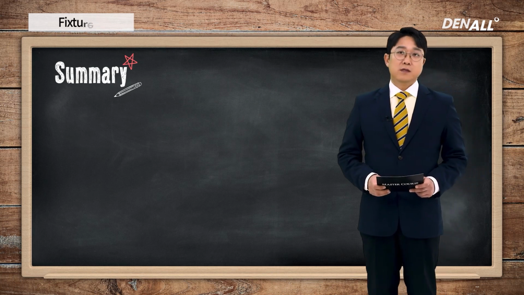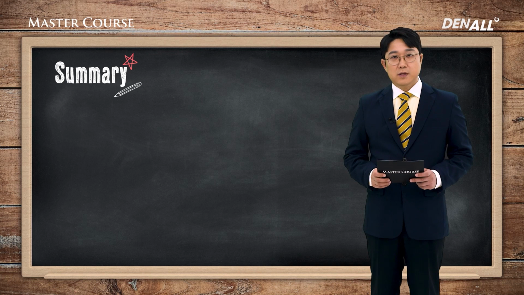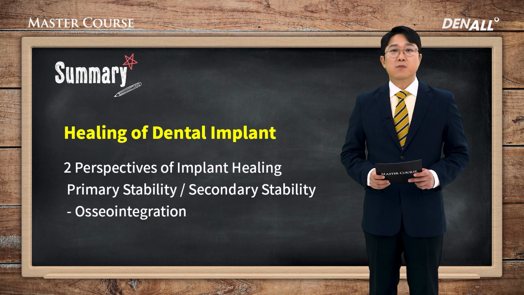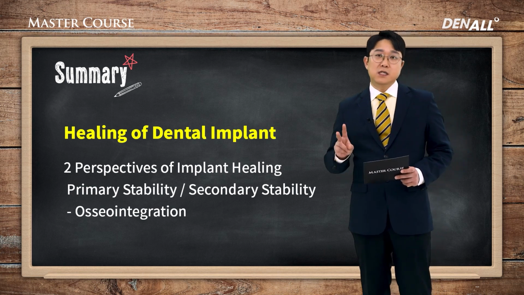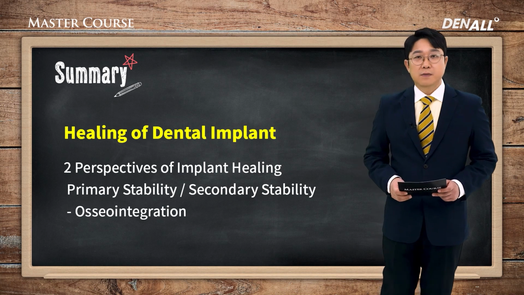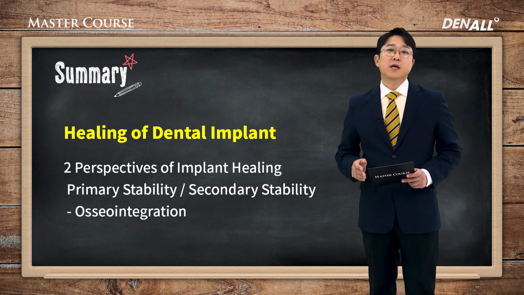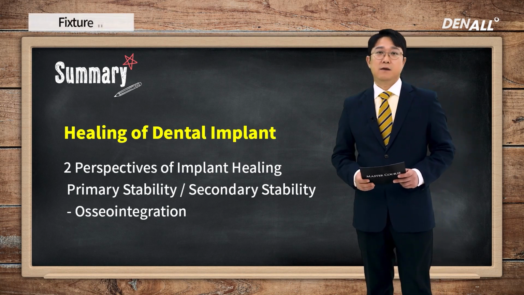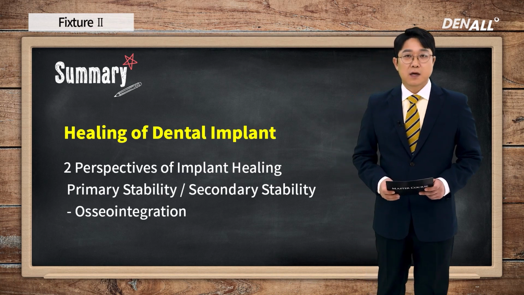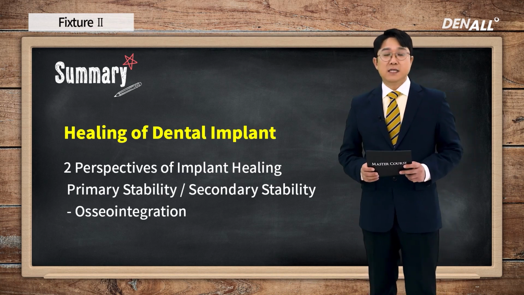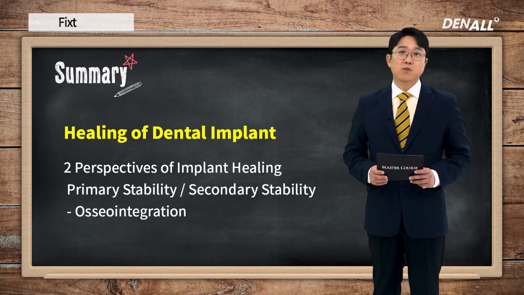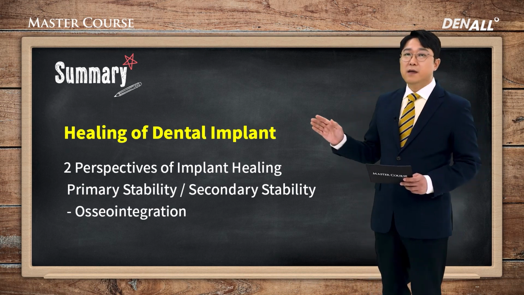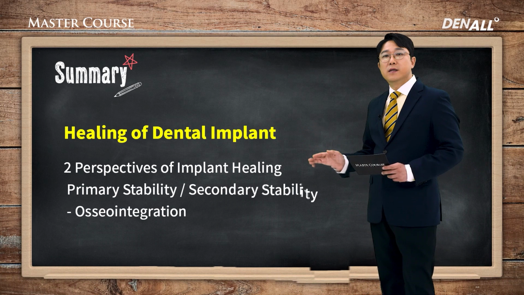Most dentists think osseointegration is the implant healing process, but today I talked about implant healing from the two perspectives of primary stability and secondary stability, because the implant fixtures used clinically have been changed from these two perspectives. Implant fixture changes can be attributed to other factors as well, but these two have been very important factors for the change. The taper design of the implant fixture increases the interaction with the bone, increasing the primary stability.